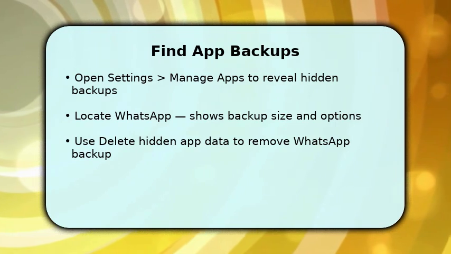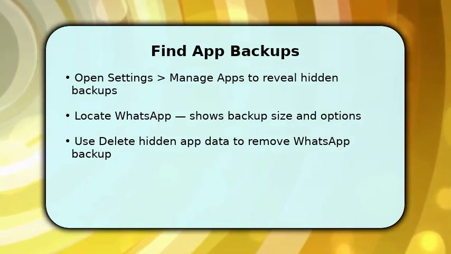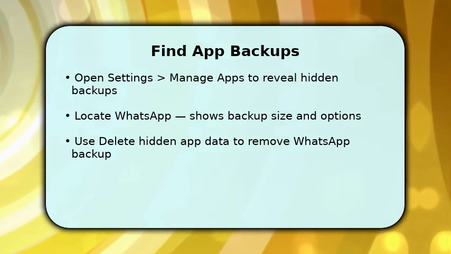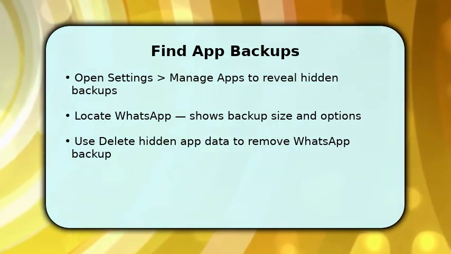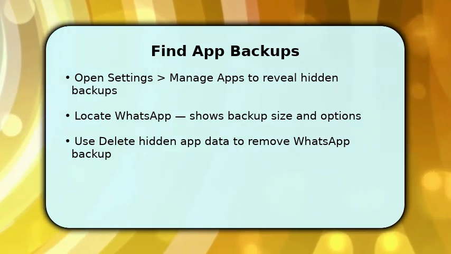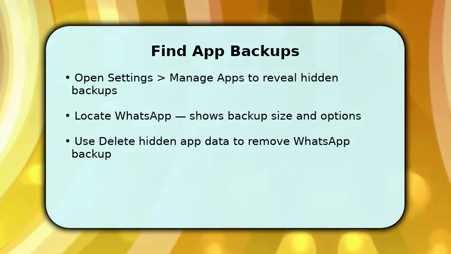Next, open Settings, then choose Manage Apps so hidden backups appear. Drive lists app data that the regular file view won't show. When you find WhatsApp in that list, you'll see the backup size and a menu. This explains why Drive storage still counts WhatsApp data. Click the menu and select Delete Hidden App Data to remove the backup.